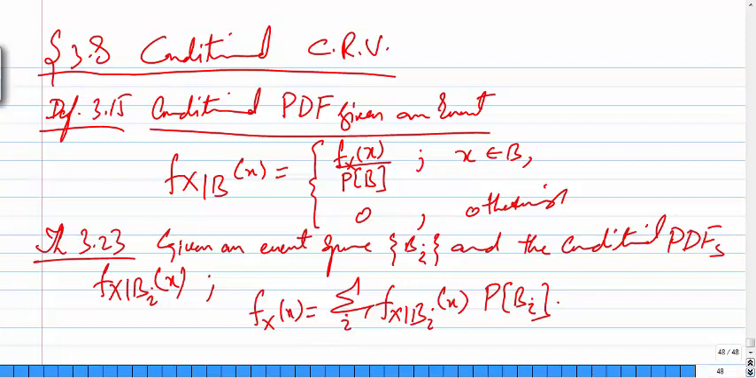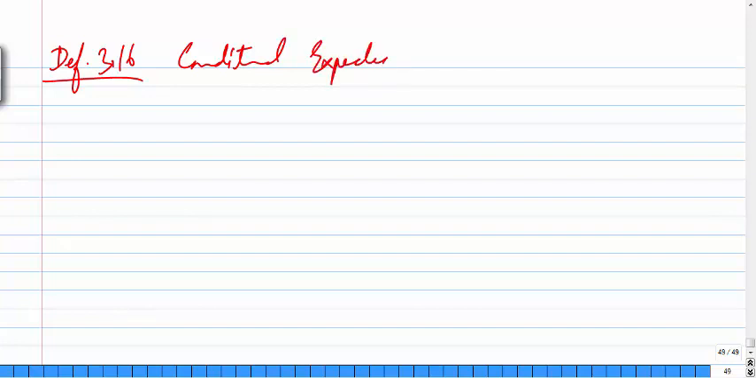Now there's one more definition, and the definition is 3.16. It is the same extension as we discussed in the discrete case: the conditional expected value given an event.